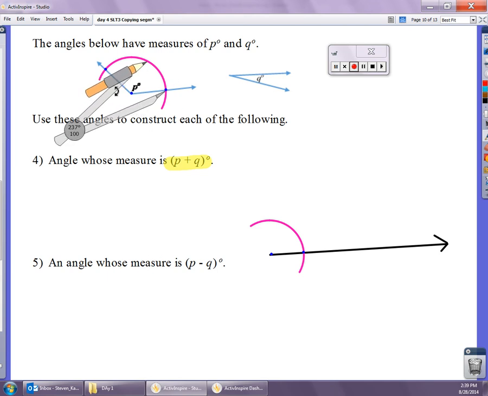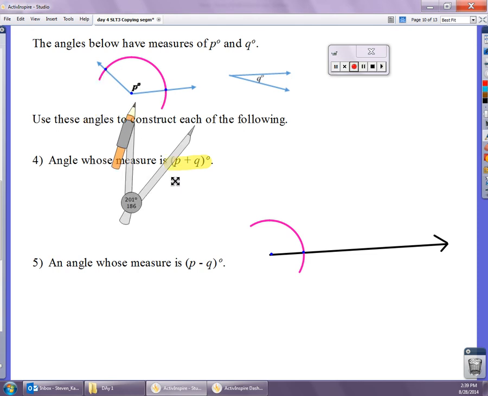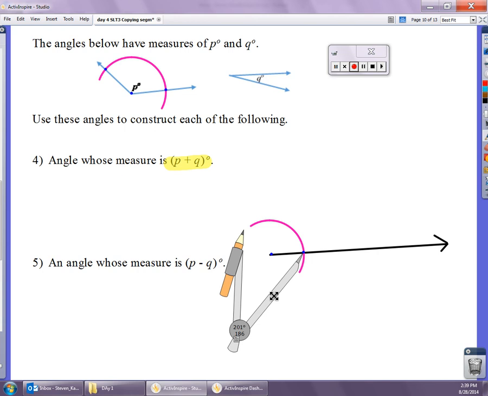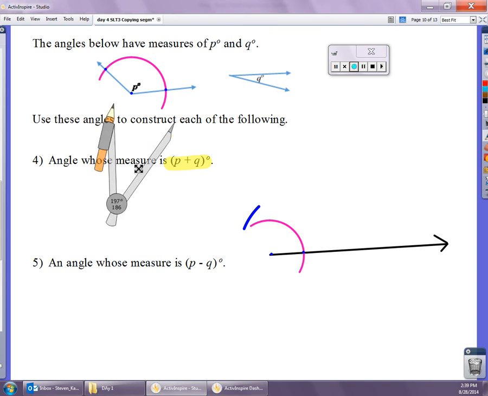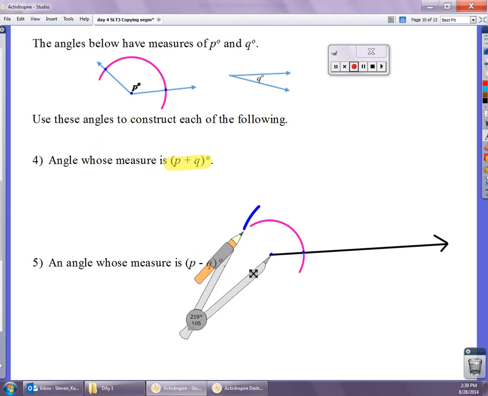So I'm going to open up my compass so that it's exactly the length of the opening. I'm going to keep it the same length. I'm going to go from here, and I'm going to draw my next arc. You're going to see that they didn't quite intersect yet because I didn't draw this arc big enough. So I'm going to go back to the beginning. I'm going to measure again that original arc, and I'm going to finish drawing.